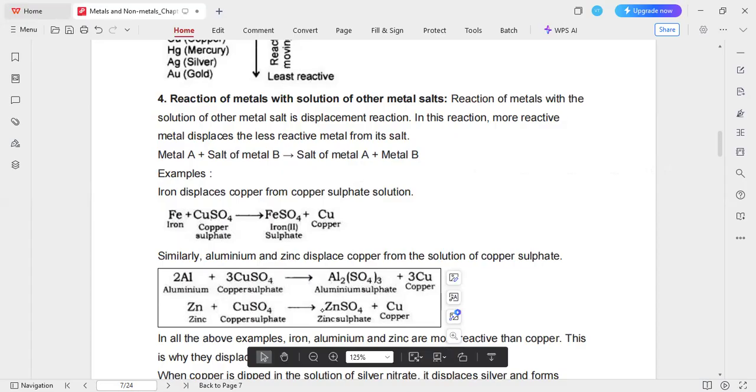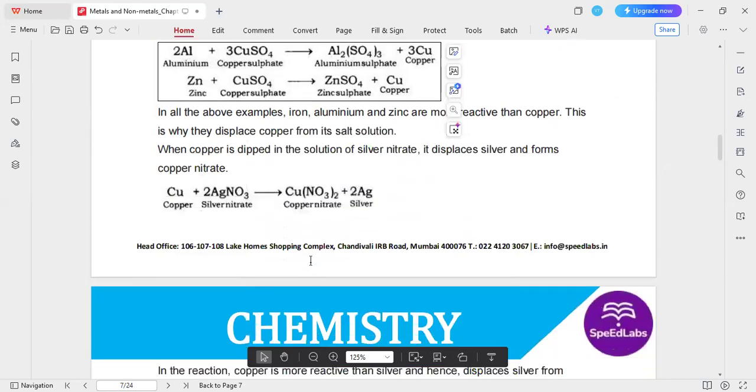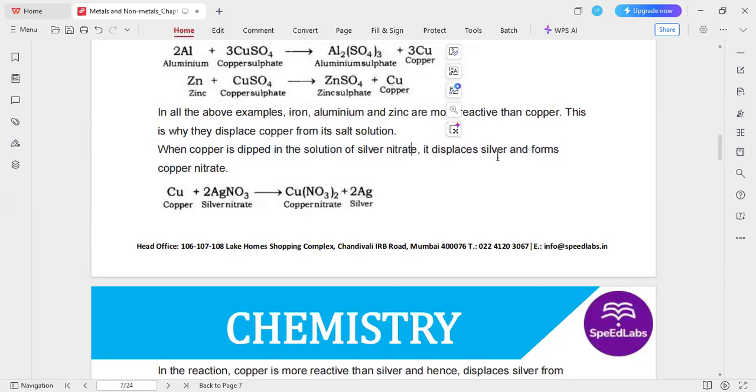See, zinc plus copper sulfate gives zinc sulfate plus copper, because zinc is more reactive than copper. Next, children, copper plus AgNO3: is it possible? Copper is less reactive than what? Here it is not possible. But when copper is dipped in the solution of silver nitrate, it displaces the silver, because copper is more reactive than silver.